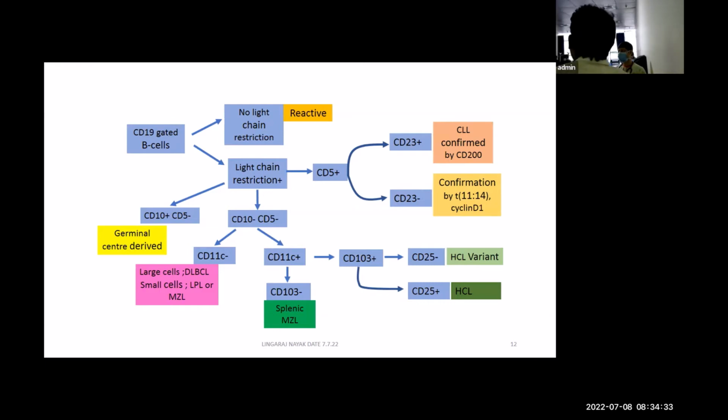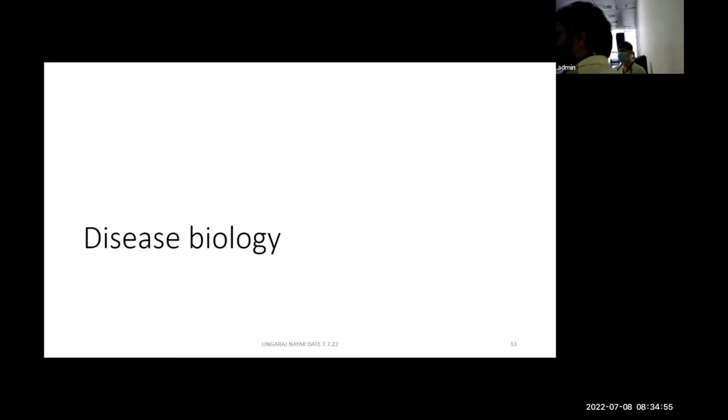Whether it is a large cell or a small cell, depending on that, you make a diagnosis, and also the other things that you see. If it is CD103 positive, whether it is CD35 positive or negative, it will be hairy cell leukemia or hairy cell variant. Okay. So this is an oversimplification of CLPD flow. For all of you, this is enough. There will be situations where there will be some aberrations, but again, as I said, that will be dealt with by other investigations. Okay.